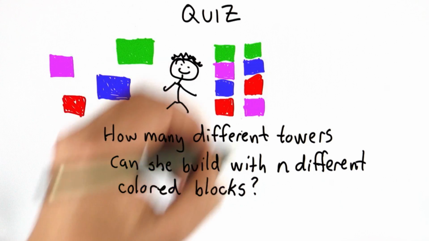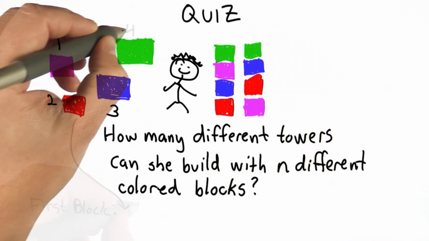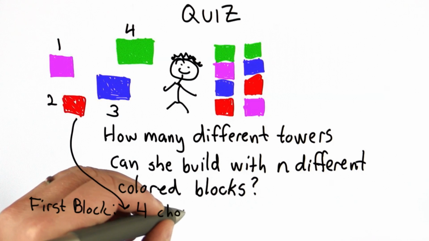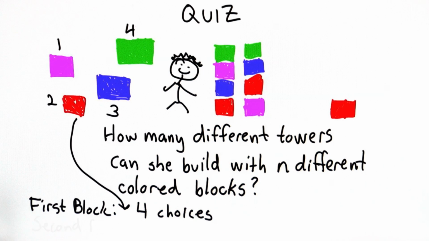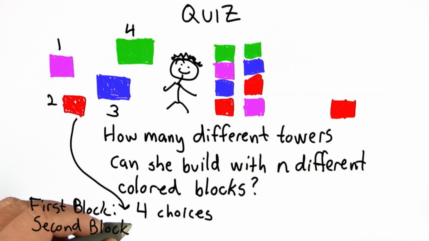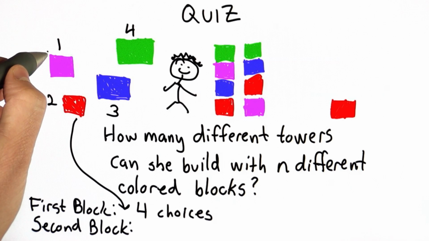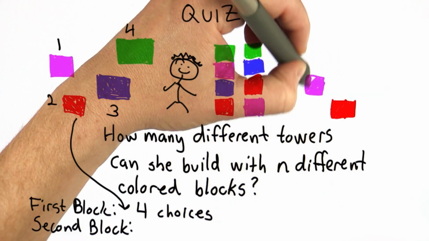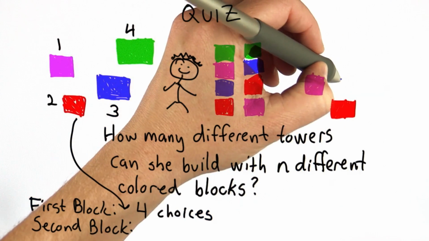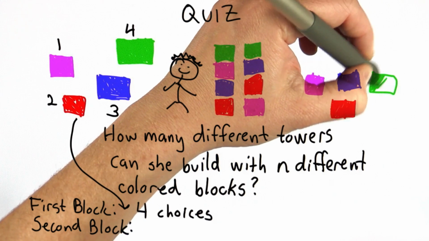To pick the first block, it could be any one of these 4. So we have 4 choices, and let's say for our example, she chooses the red block first. Now it's time to choose the second block. Well, she can't use the red block again. She's already used it. So she can either use the purple, the blue, or the green block. So she has 3 choices now. Let's say she chooses the green block.